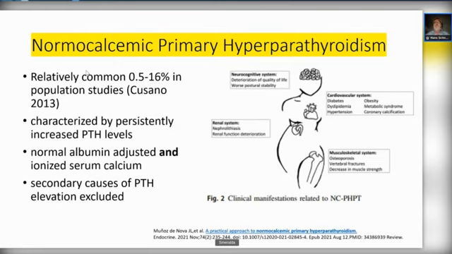You obviously need to correct all other issues. You might have to correct their vitamin D, giving them vitamin D to normalize it, which might lower the PTH, and you might have to cease certain medications, but these patients do exist. A small subgroup of them subsequently develop hypercalcemia.